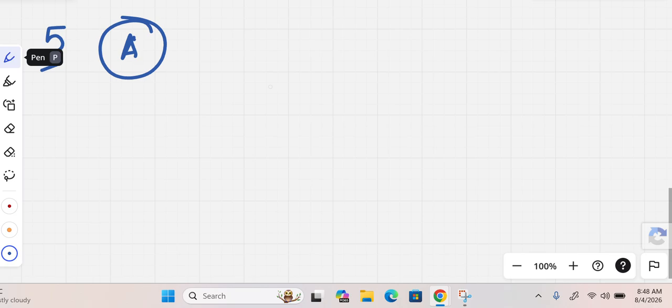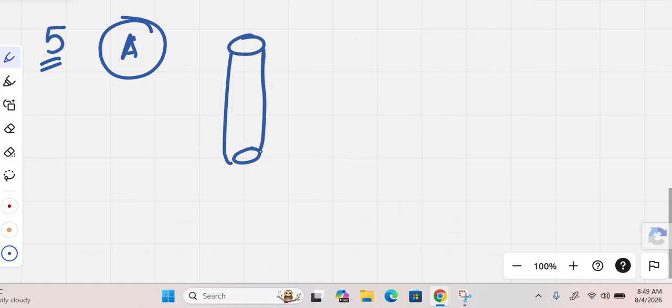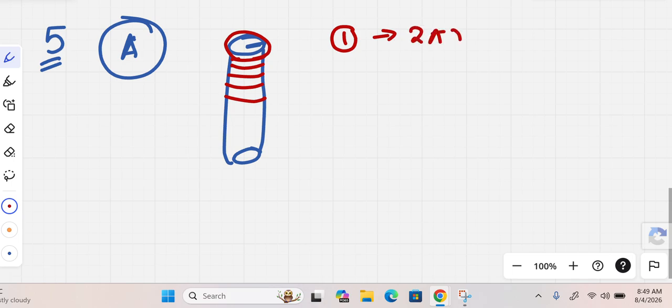A thread is wrapped exactly 15 times around. So this is the pipe. On this pipe, they are saying the diameter is 4. That means the radius is 2. Now you have a thread and they are wrapping it 15 times. The first time they wrap the thread around the pipe, it is the circumference, 2 pi r.